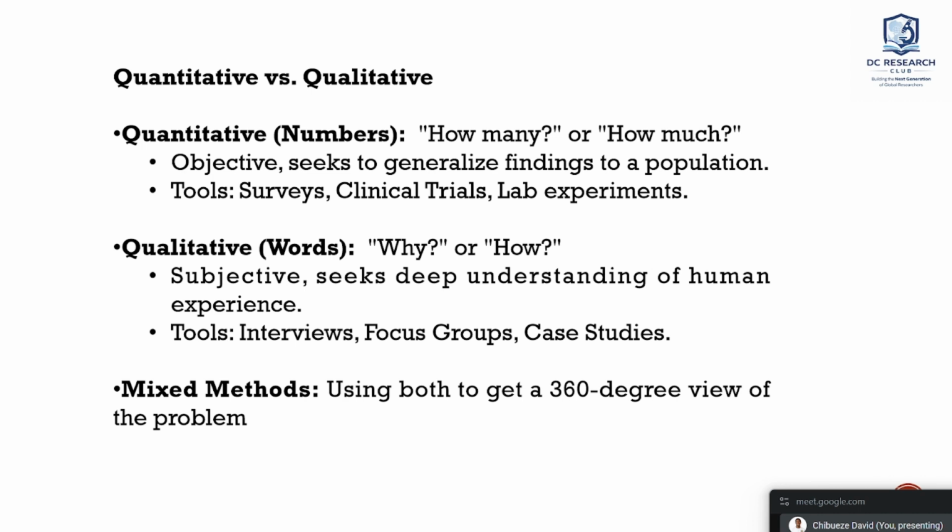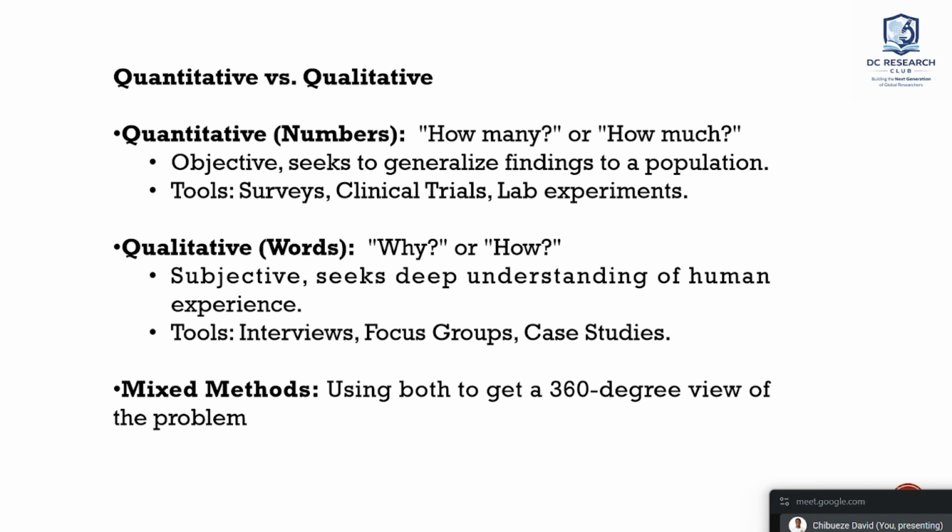We have the third one, which is a combination of the two. That is a mixed method. So we use a mixed method. That means a research design that contains both quantitative and qualitative design. It is used to get a 360 view of the problem, of the research problem.